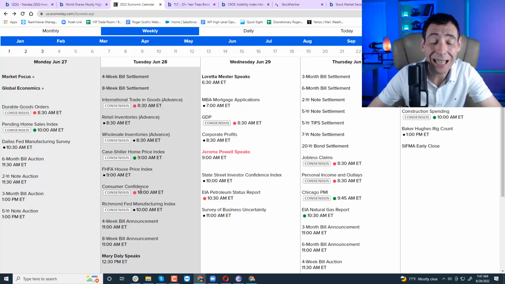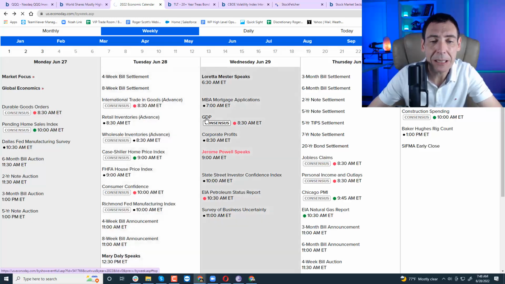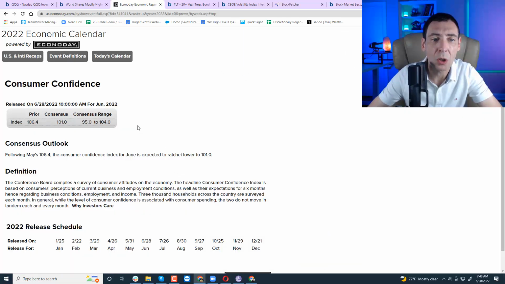Then we've got consumer confidence. Now remember, the last consumer confidence number from Michigan about 2 weeks ago was awful. I mean, it was just awful. So if we can get some love from the consumer confidence today, leading us into the GDP, that would go a long, long way. Now, the consensus is pretty good. It's 101. The range is 95 to 104. So anything at 101 or better should be pretty good. That's what we're looking for.